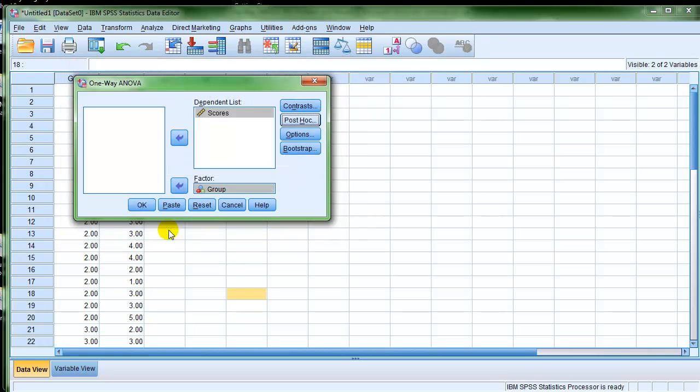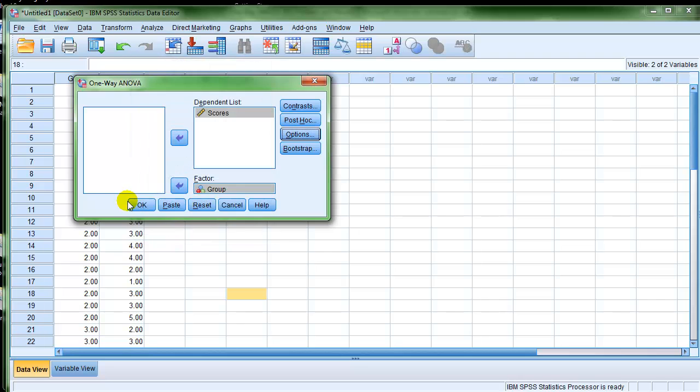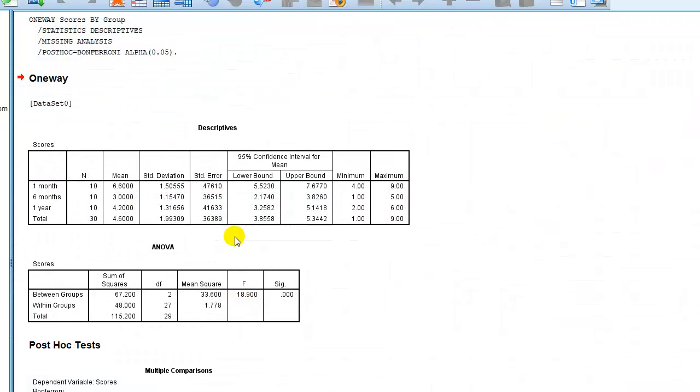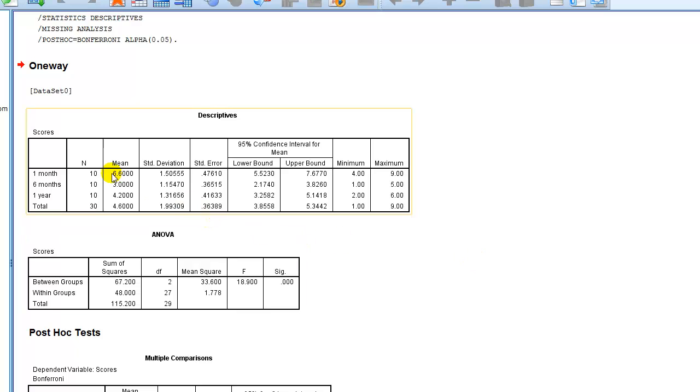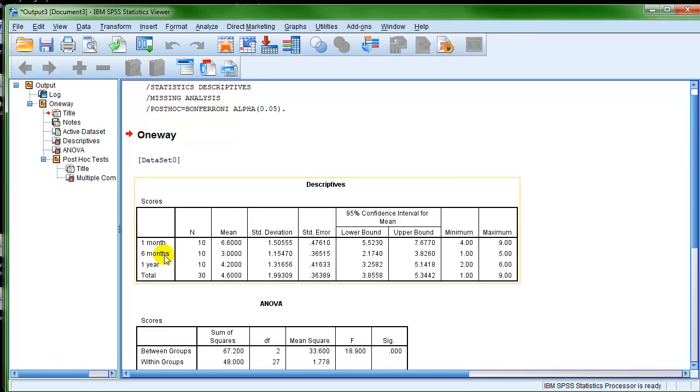You're going to click continue. For the options, we're going to click Descriptive Statistics, continue, and then we're going to run the test. Okay, so the first thing we want to do is look at the means. You see the mean score for the 1 month group is 6.60. The mean score for 6 months is a 3, and the mean score for the 1 year group is a 4.2.